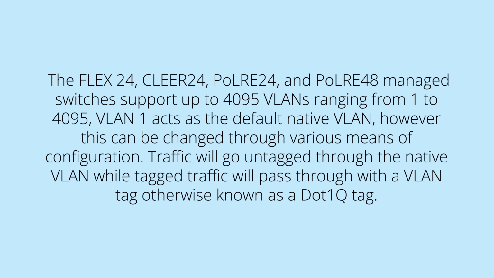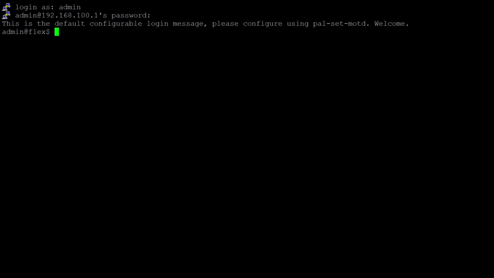The Flex 24, CLEER 24, PoLRE 24, and PoLRE 48 managed switches can support up to 4,095 VLANs, ranging from 1 to 4,095. VLAN 1 acts as the default native VLAN, however this can be changed through various means of configuration. Traffic will go untagged through the native VLAN, while tagged traffic will pass through with a VLAN tag, otherwise known as a .1Q tag. To create a VLAN through the command line interface, we'll use a series of PAL commands to make the appropriate configurations.